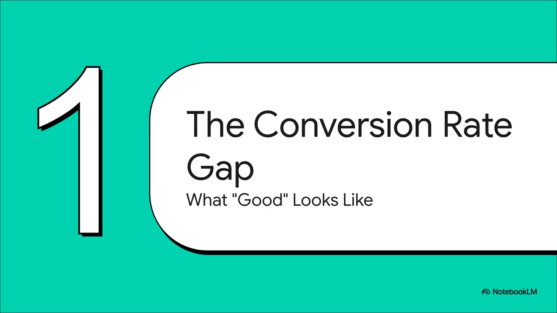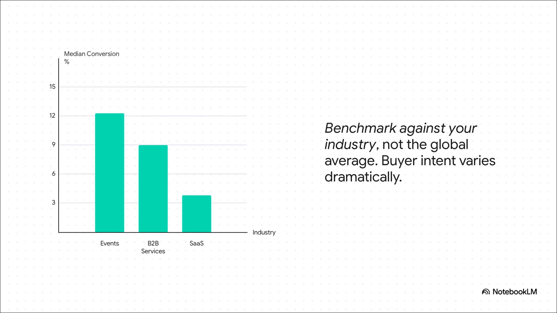Okay, so first things first, we have to set the right target. You see, a good conversion rate is not some magic number that applies to everyone. It is completely 100% dependent on what industry you're in and where your visitors are coming from. Just look at the difference here. Event signups, right? They're driven by urgency, and they can see conversion rates north of 12%. But something like a SaaS product, that's a much bigger decision, and the average is way down around 3 or 4%. The takeaway here is so important. You have to benchmark against your direct competition, not some random global average you read about online.